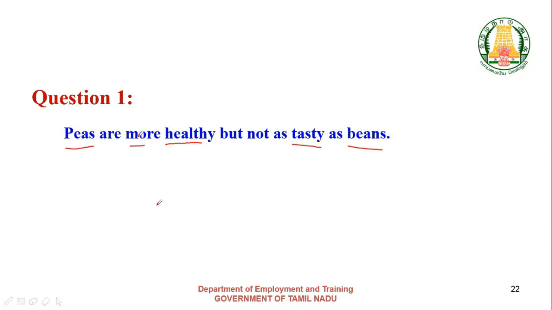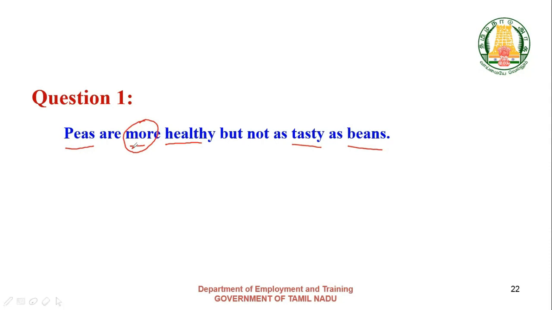At the beginning of this lesson, we learnt 3 degrees of adjectives. The first one is positive, the second one is comparative, and the third one is superlative degree. If an adjective has these 3 degrees, then we don't have to use an extra adjective like more, many, and so on. So here, healthy is an adjective in the positive degree, in the comparative degree, healthier, and superlative, healthiest. So here, more is an unwanted adjective.